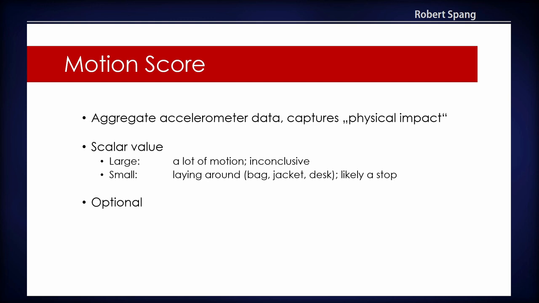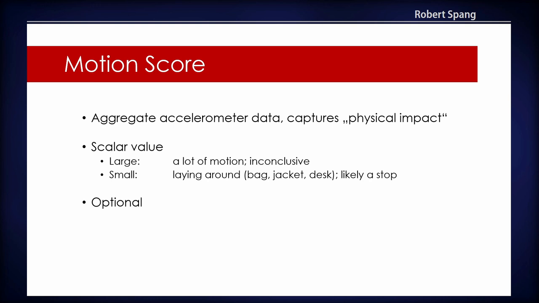Our motion score is kind of similar. That's actually where our accelerometer data goes in. This captures the physical impact. So that's basically just a number that we derive, simple formula, look up the paper if you want, where we put all these 3 dimensions of the accelerometer in and basically have one number saying, if I shake this device, then I get a large number. If I hold it very still or put it only on a table, then I have a very small number.